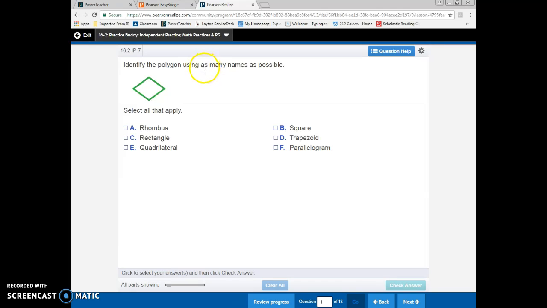Identify the polygon using as many names as possible. Select all that apply. Probably means there's more than one. What you're going to need to do is check each and every one. So a rhombus, is this shape a rhombus?